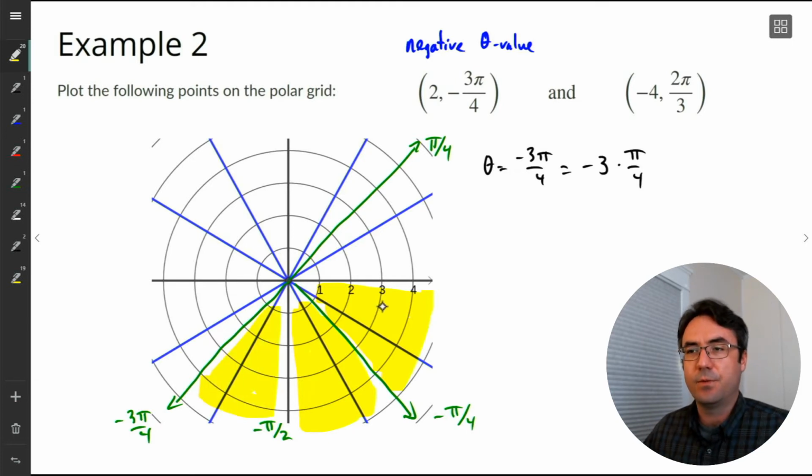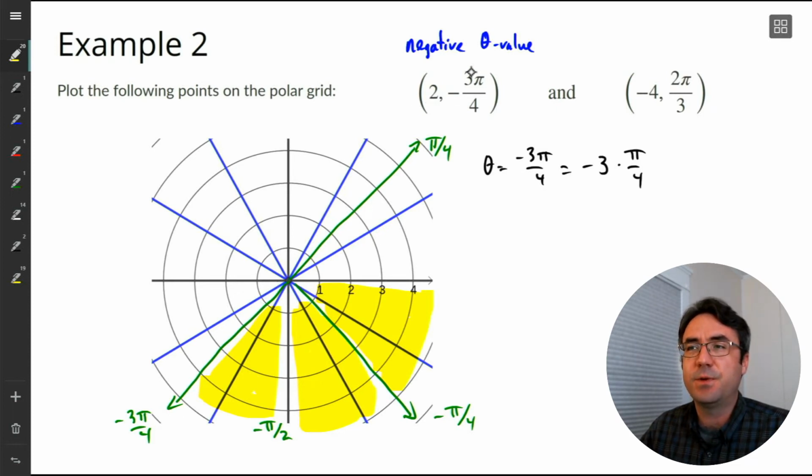So we've done 1 pi over 4 rotation starting at the polar axis, 1 pi over 4 rotation to get to negative pi over 4, 2 of those rotations to get to negative pi over 2, and then we do a third one, and that takes us to negative 3 pi over 4. So this gives us an idea of where we are on the plane relative to the origin.